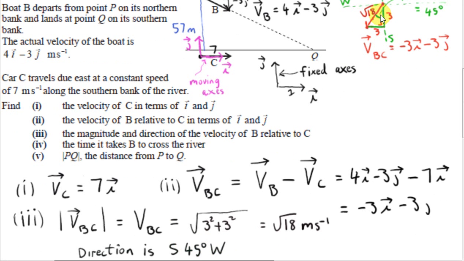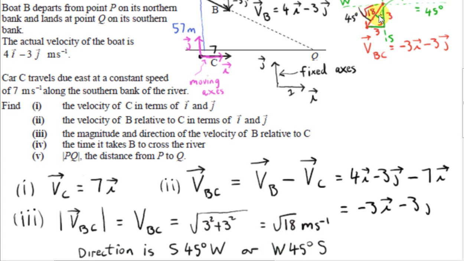That's if we work with this angle here, but we could have worked with this angle out here. Because this one in here is 45 degrees, this one out here must also be 45 degrees. So we could say west 45 degrees south, using that other angle.